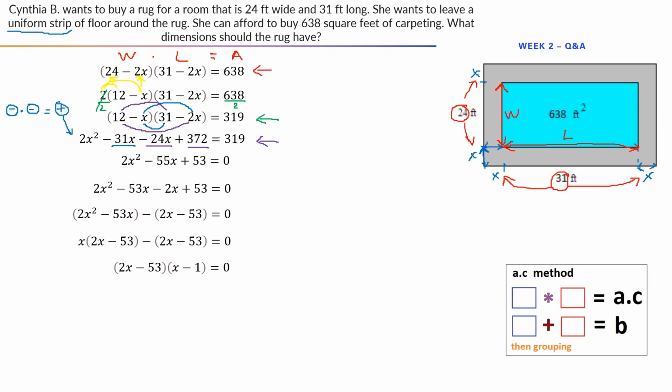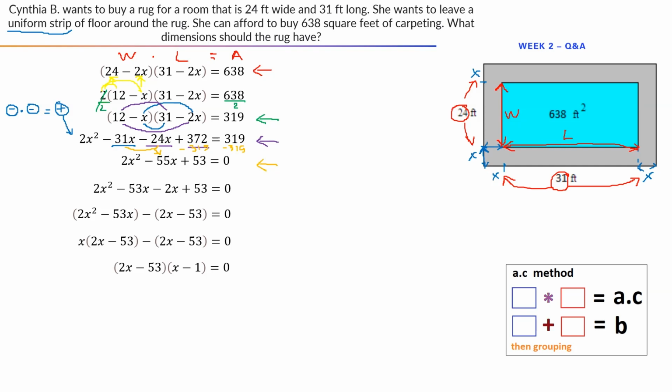Now on this side, I combine like terms. So this term and this term combine into negative 55x. And then I subtract both sides by 319. Okay, so on the right hand side it equals 0. On the left hand side, 372 subtract 319 is 53. Got that one.